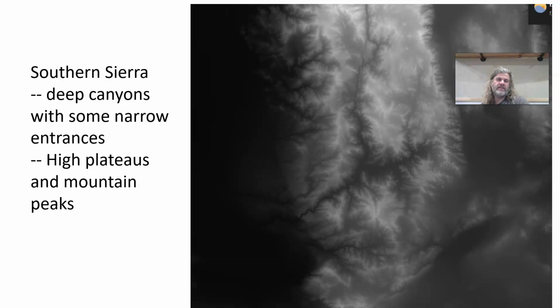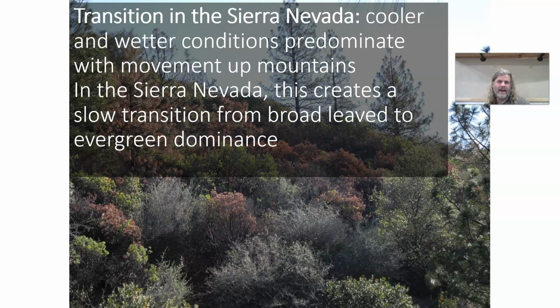But go up into this area, go up from these deep canyons, and you're going to find the same transition. So what is that? Well, as one goes from the west to the east, conditions become cooler and wetter, and you see a transition from dominance of broadleaved, sometimes evergreen hardwood species to conifers. This creates a slow transition from broadleaf to evergreen dominance as one goes up in elevation.